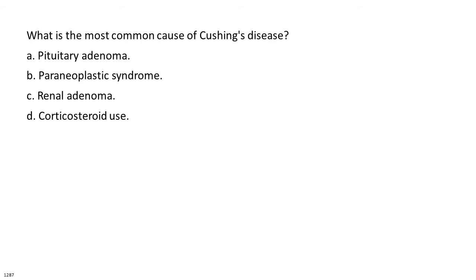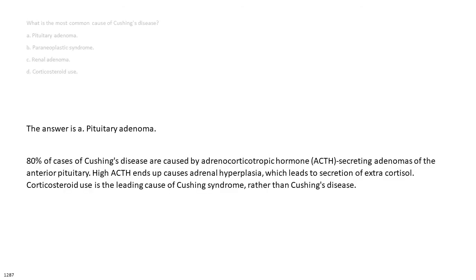What is the most common cause of Cushing's disease? A. Pituitary adenoma. B. Paraneoplastic syndrome. C. Renal adenoma. D. Corticosteroid use. The answer is A. Pituitary adenoma.